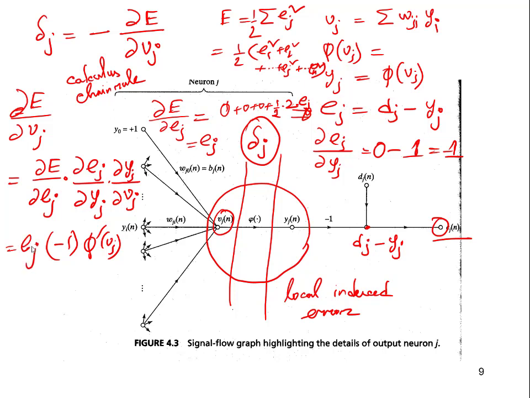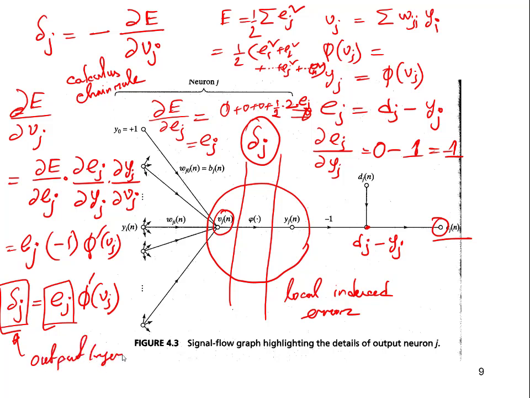So if we replace the local induced error delta J, we can say minus 1 and minus 1 can cancel out. So we can say Ej times phi prime of Vj. So we can say the error generated from the output neuron is multiplied with the rate of change of the activation function, which produces the local induced error of the output layer. So it is considered the local induced error of the output layer.